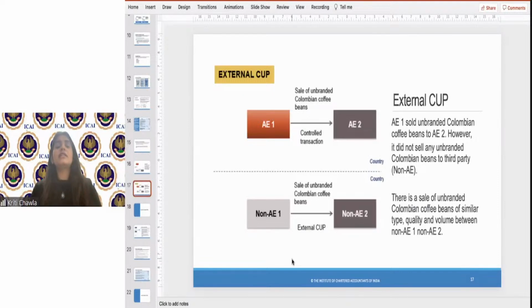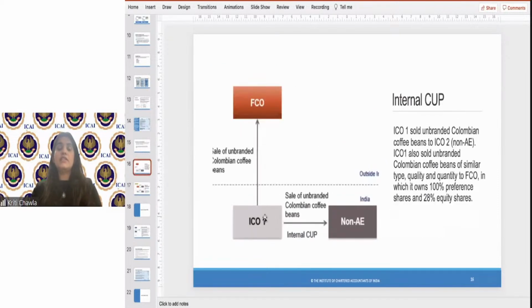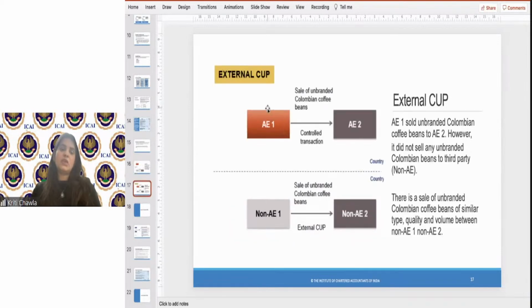So if you look at internal CUP, this is internal to us. We are selling to a related party and we are selling to a non-related party. So we can use this price to substantiate this price. But in this situation, we are not related to these. These are any random parties. And hence we are using these prices to substantiate our price.